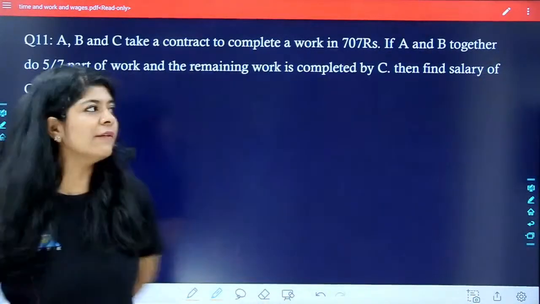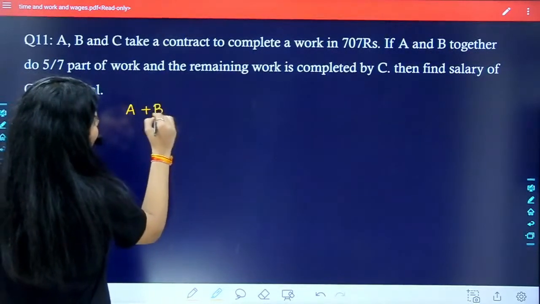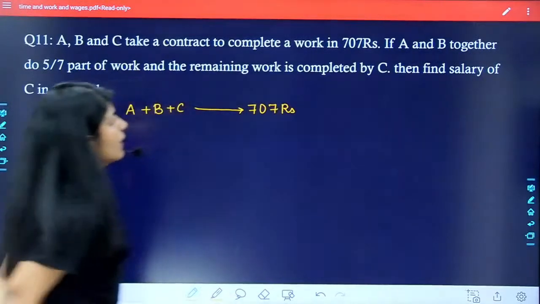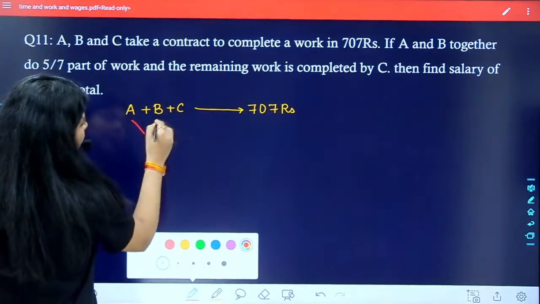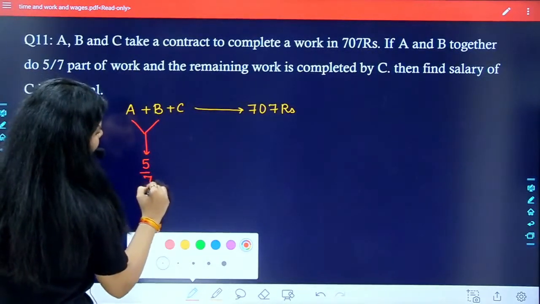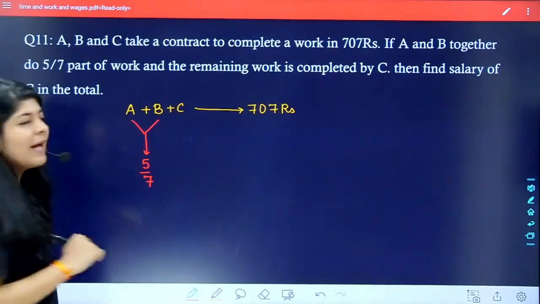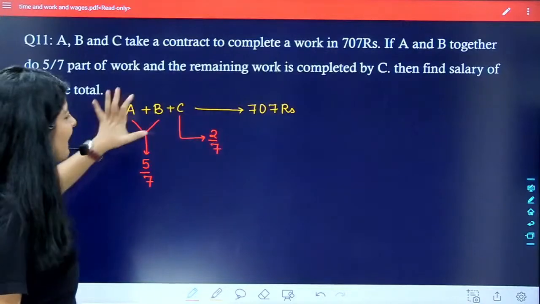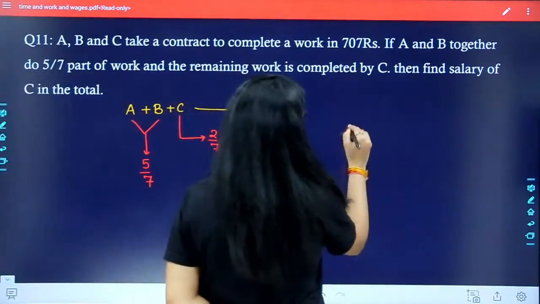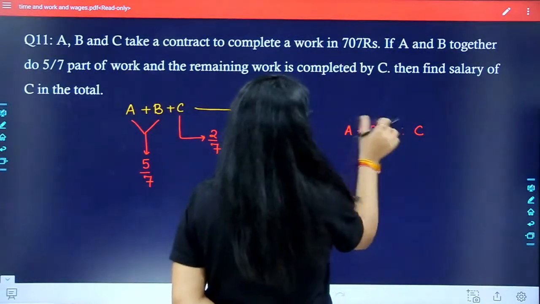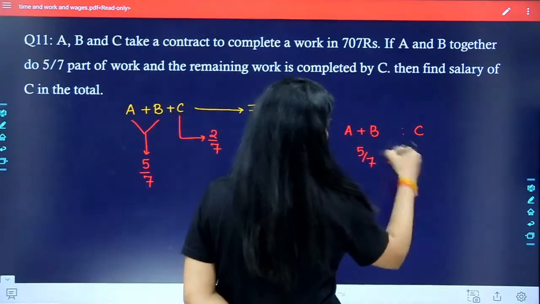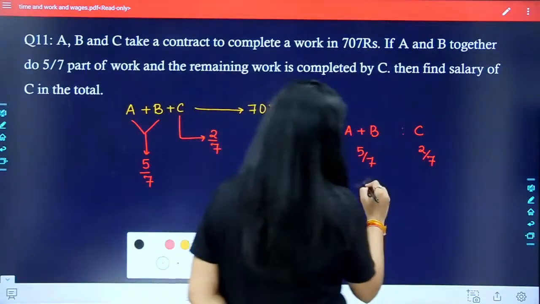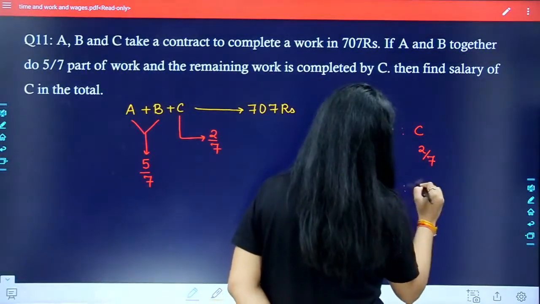Okay, let's see. So here we can say that A plus B plus C can take a contract in 707 rupees, right? But both A and B can complete 5/7th part of the total work. Then the remaining part is done by whom? C. So the remaining part is nothing but 2/7, right? Okay, so if I have to write down the ratio of their efficiency, we can say that A plus B to C, if A and B can do 5/7th part of the total work, and meanwhile C can do only 2/7th part of the work. So from this we can say that the ratio between A plus B to C is 5:2.